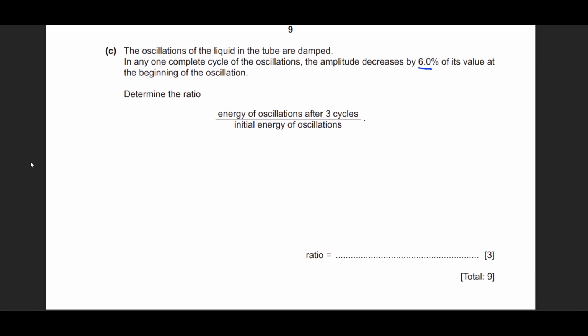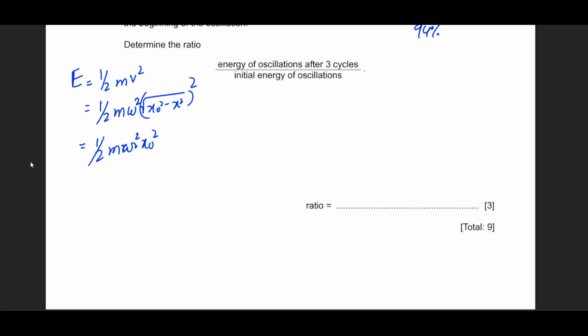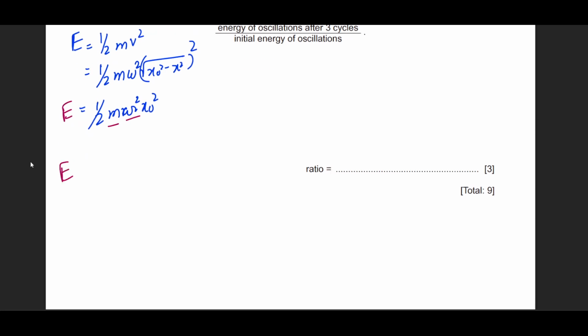He says that the loss is 6%. So what will be the efficiency of the system? 94%. Okay, we need to find energy and we are talking about amplitude. Anyway, let's go through this. So energy of oscillation is actually equal to kinetic energy, which is half m v squared. Now when you put in the v squared, that becomes half m omega squared under root x naught squared minus x squared, whole squared. So this comes down to half m omega squared into x naught squared, which means that the energy, now these are all constants. So what does that mean? It means that the energy is proportional to x squared or displacement squared.